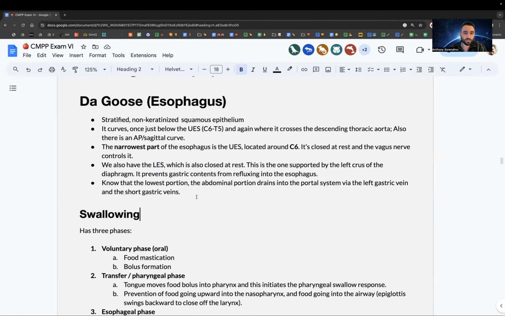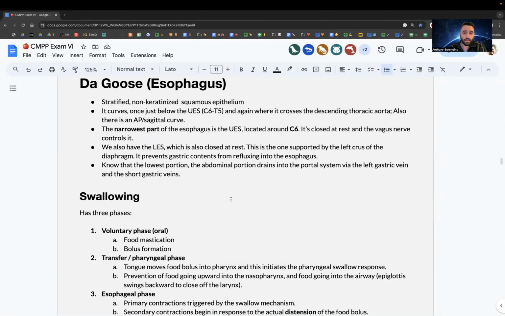Definitely know the lower esophageal sphincter is closed at rest. This could be a question. So the narrowest part of the esophagus is at the upper esophageal sphincter. It's located around C6, and it's controlled by the vagus nerve. So really anything with digestion is going to be parasympathetic from what I understand. So that's where the vagus nerve will come in there.